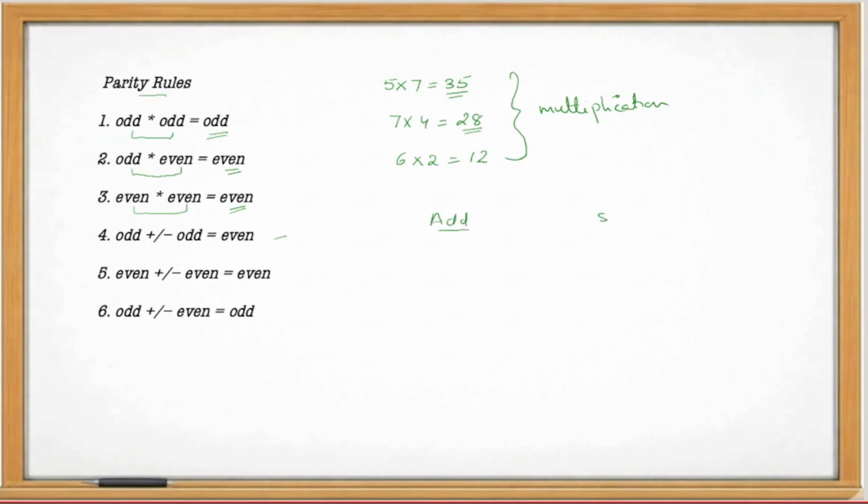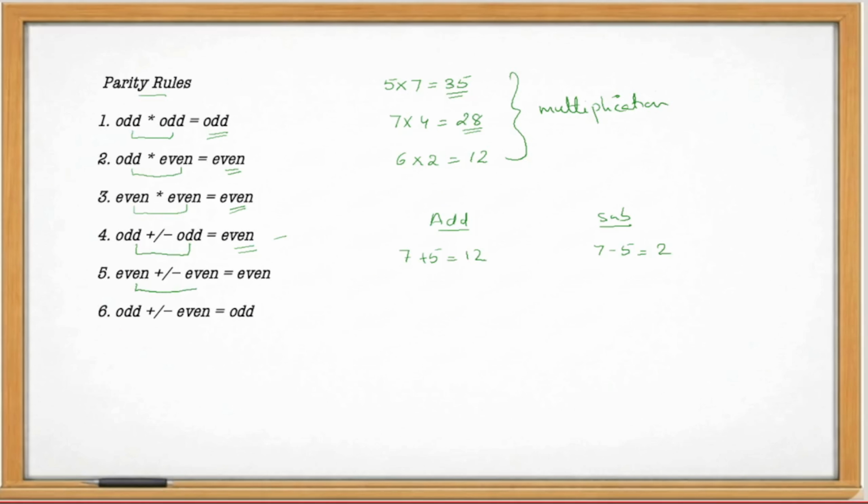Addition and subtraction. When you add or subtract two odd numbers, the result is even. That is, if you add two odd numbers, that is 7 plus 5, which is equal to 12, which is an even number. Then again 7 minus 5 is equal to 2. That is again an even number. So if you add or subtract two odd numbers, the result is always even.